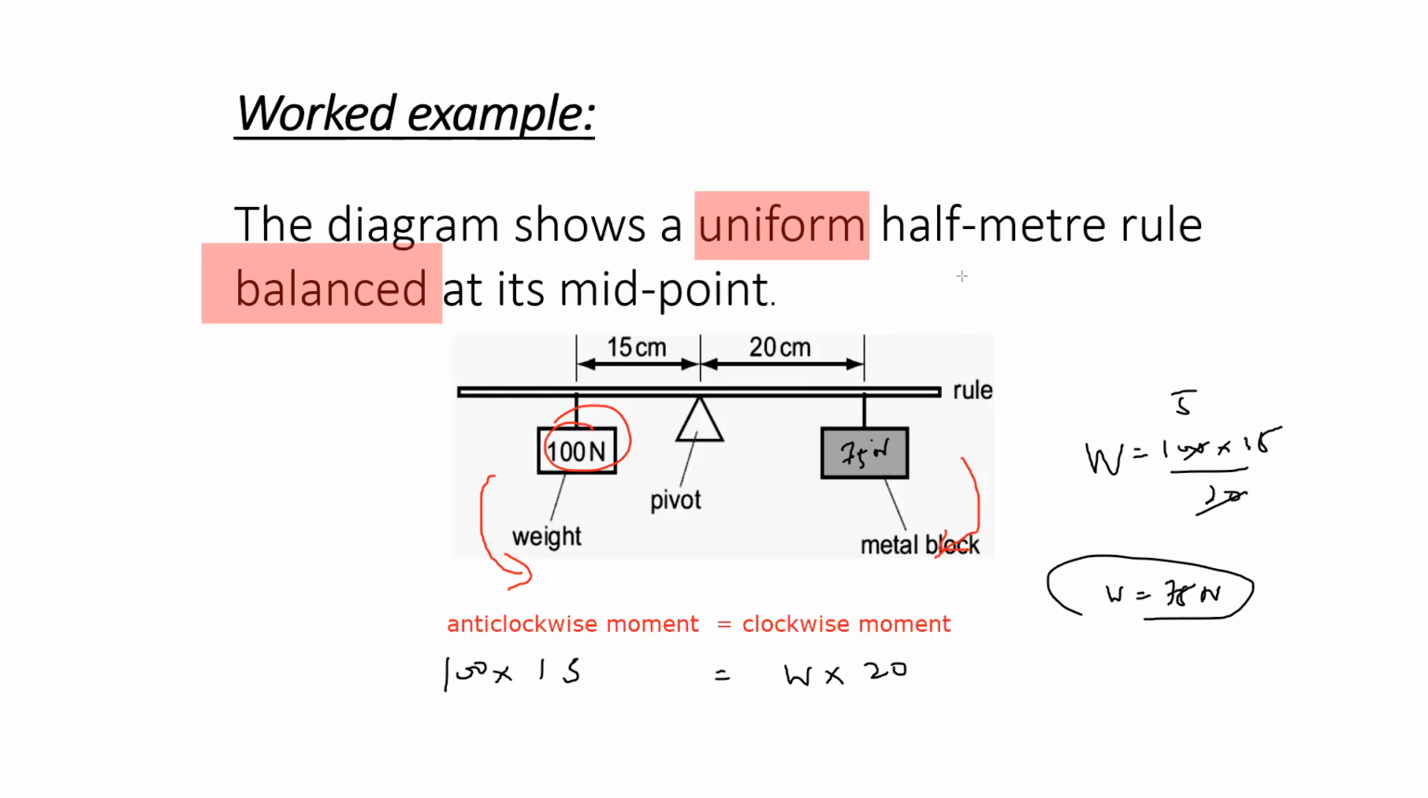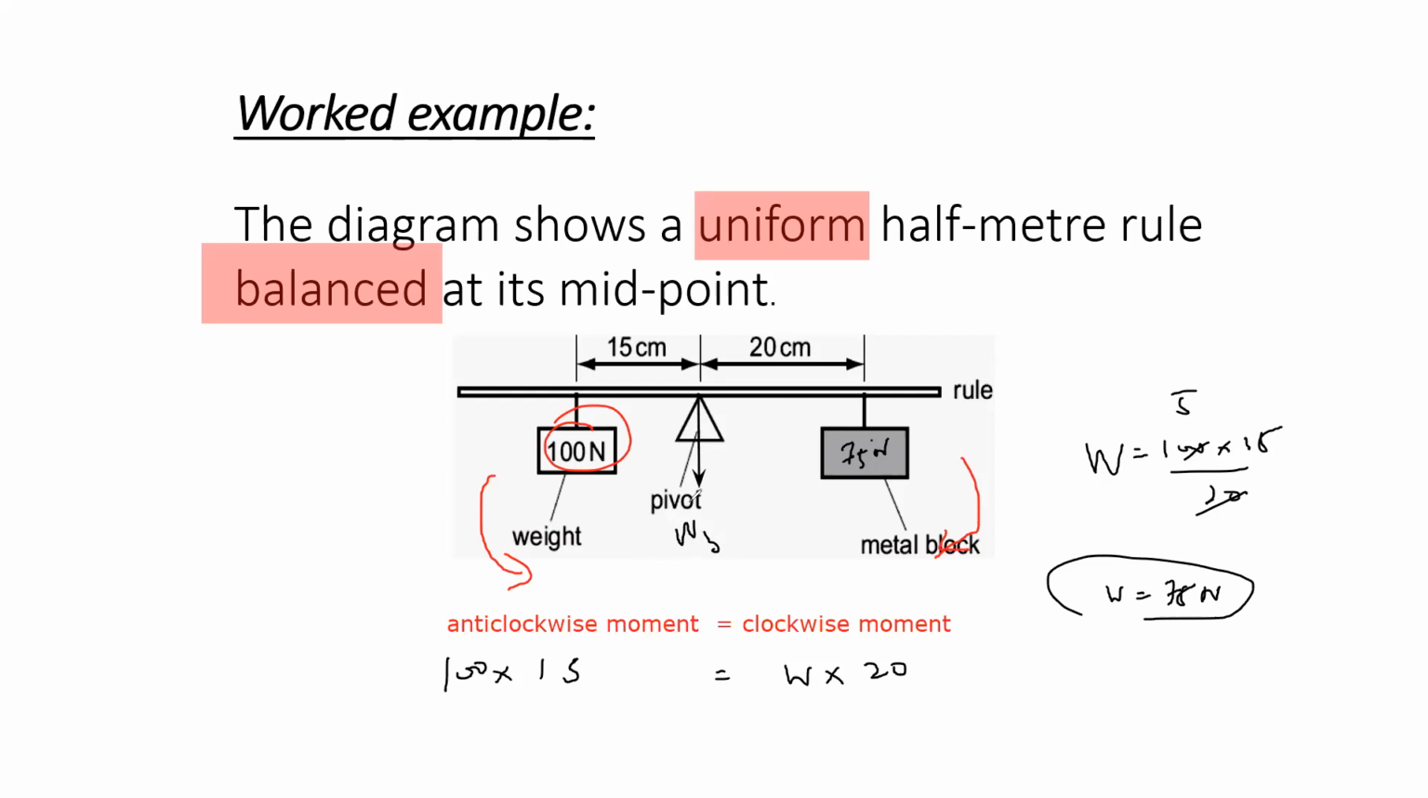Why did we not include the weight of the beam? Because as they mentioned, it is balanced at the midpoint, so it means the weight of this plank or ruler is acting at the center, so it is acting on the pivot. It does not contribute to either a clockwise or an anti-clockwise moment.